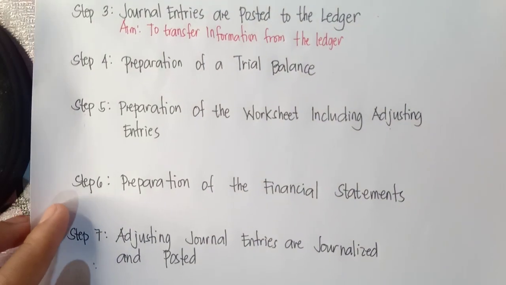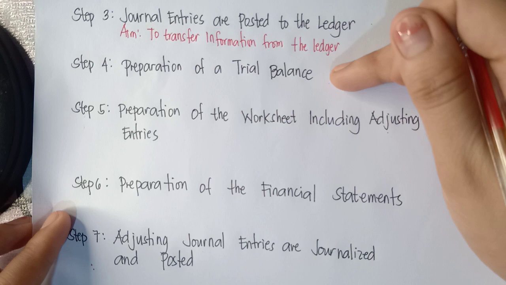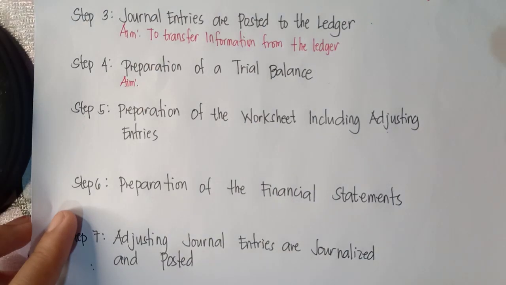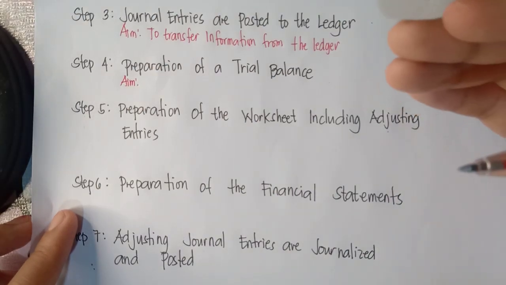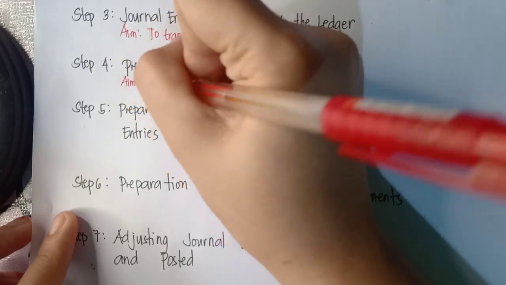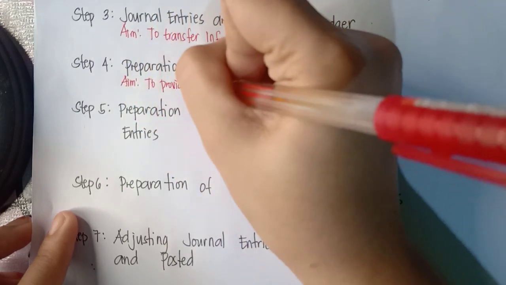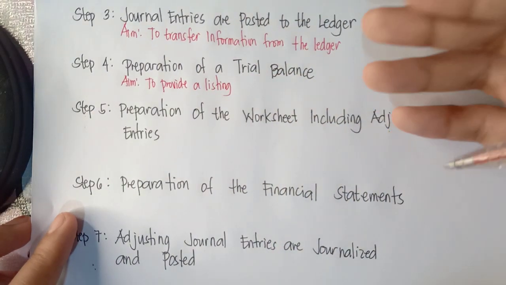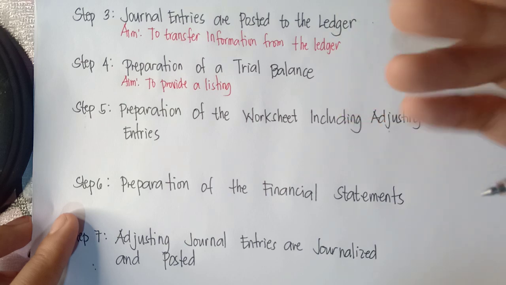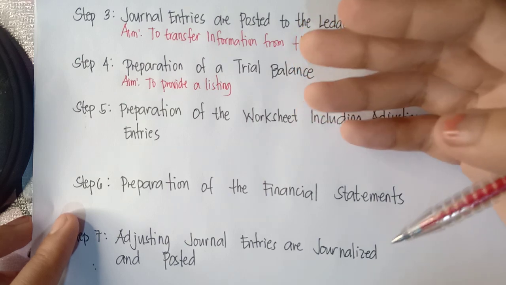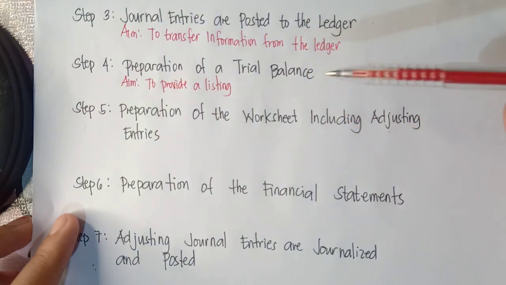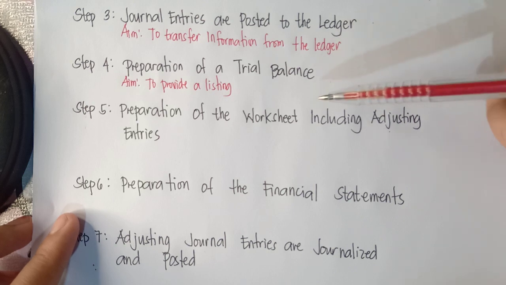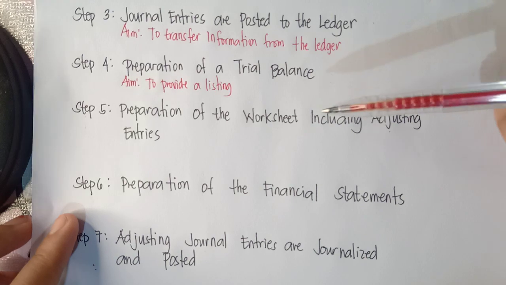Okay? So, next, step 4. After the posting to the ledger, we have the preparation of the trial balance. The aim of the preparation of the trial balance is to provide a listing. Bakit kailangan mag-provide ng listing? To provide a listing to verify the equality of debits and credits in the ledger. So, here in the trial balance, malalaman natin dito the equality of those debits and credits in the ledger.